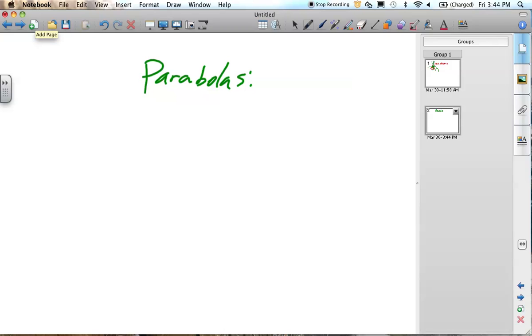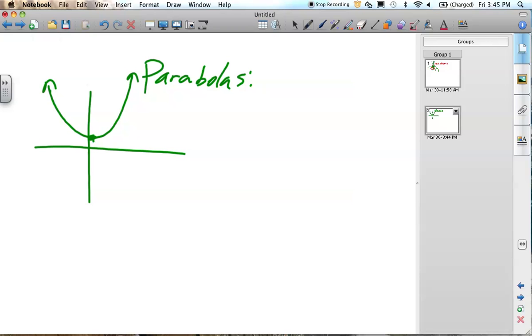Okay, let's get some vocabulary down. It's always a good place to start. Here's a parabola. This point right here is called the vertex. This is not anything new. And now there is a point in the middle of this thing, and this will be new.